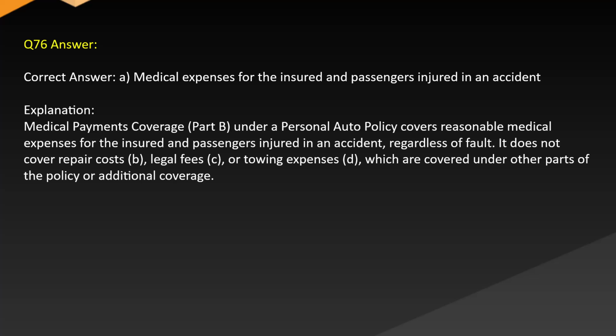Explanation. Medical payments coverage, Part B, under a personal auto policy covers reasonable medical expenses for the insured and passengers injured in an accident, regardless of fault. It does not cover repair costs (B), legal fees (C), or towing expenses (D), which are covered under other parts of the policy or additional coverage.